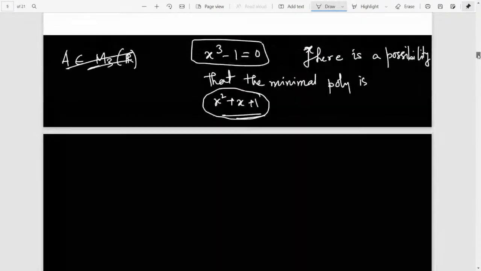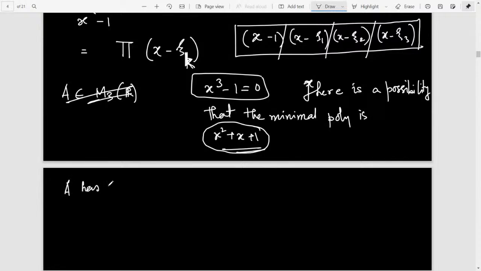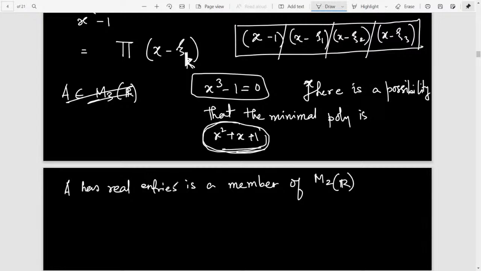So now suppose A is real, so let's say A has real entries and is a member of M2R. Having this as the minimal polynomial, we all know that x square plus x plus 1 is irreducible over R. So this is not reducible. Thus, the minimal polynomial will never split. So there is a possibility where you can find a matrix with x cube minus 1 equals 0, but with minimal polynomial x square plus x plus 1, which is not splitting over R, and thus it might not be diagonalizable.